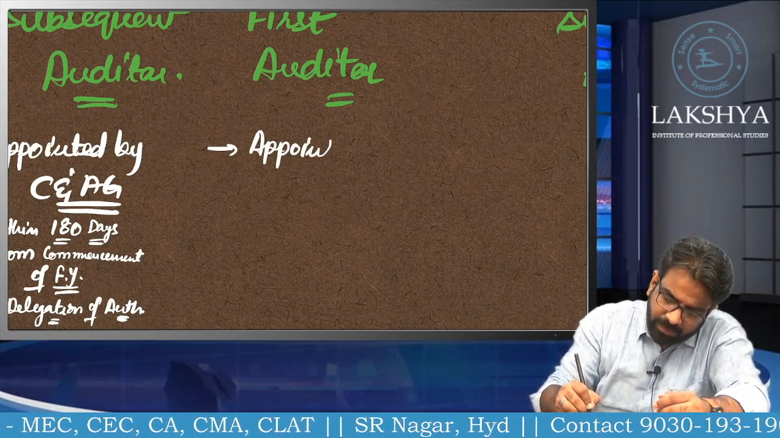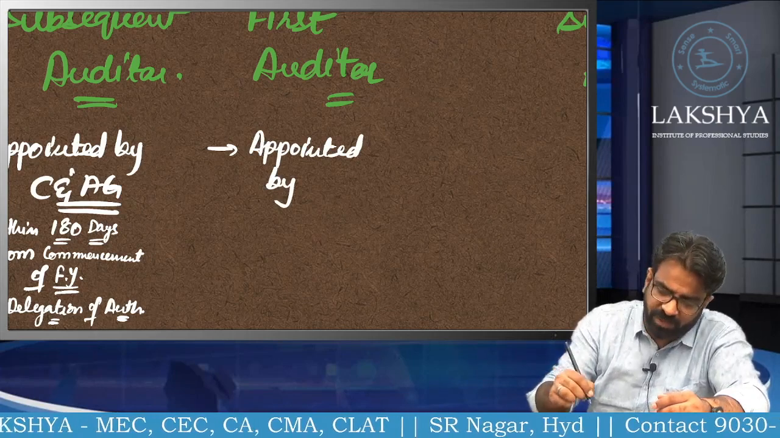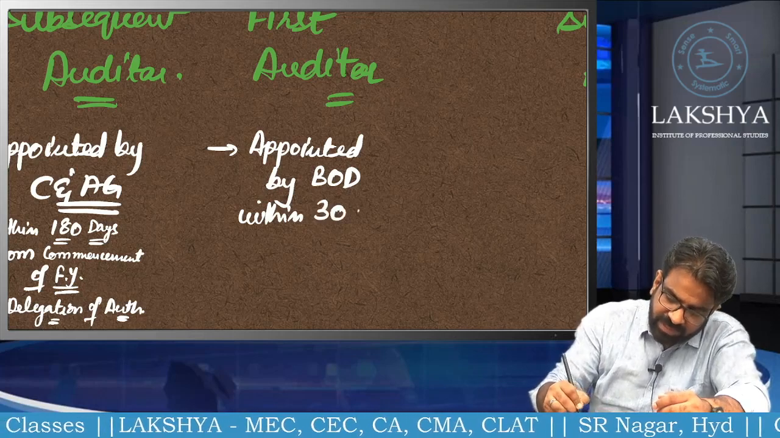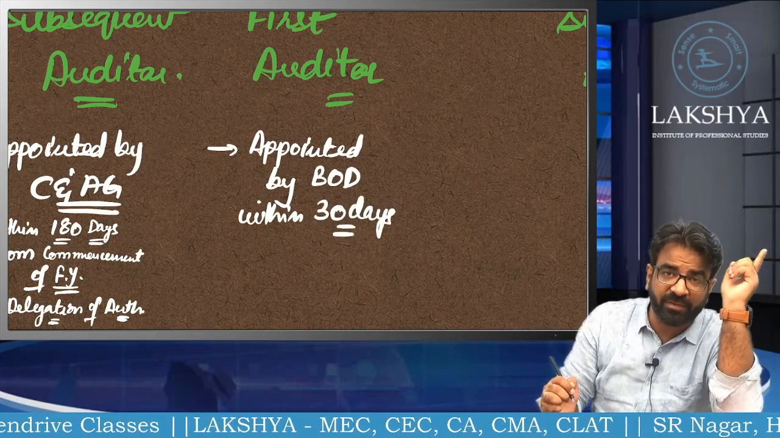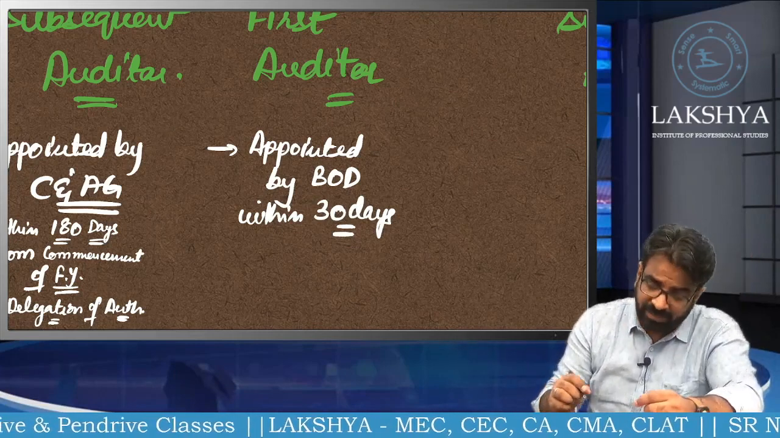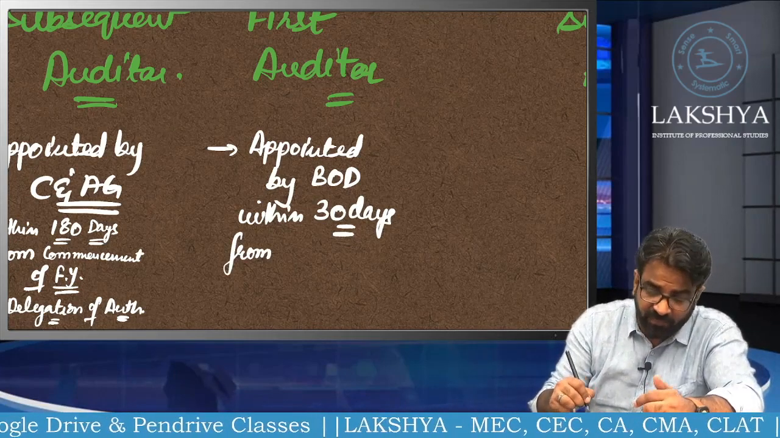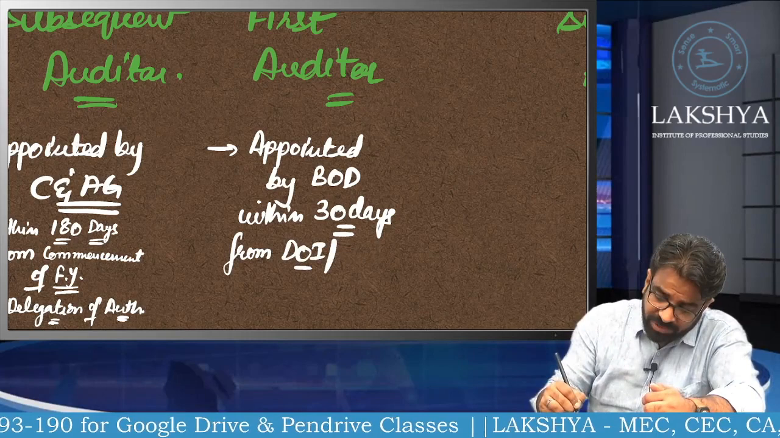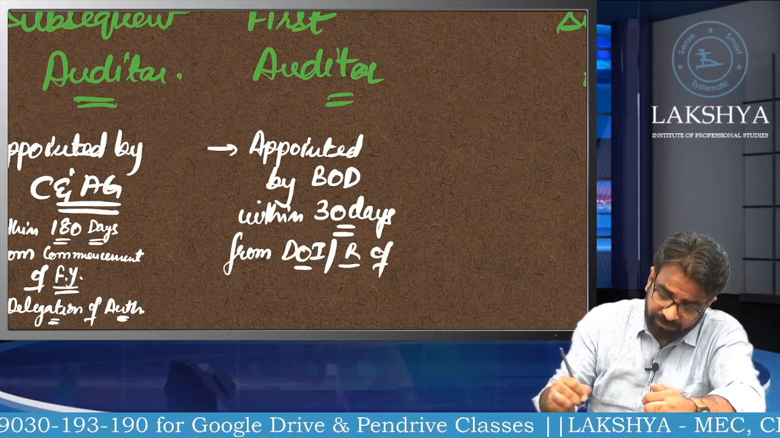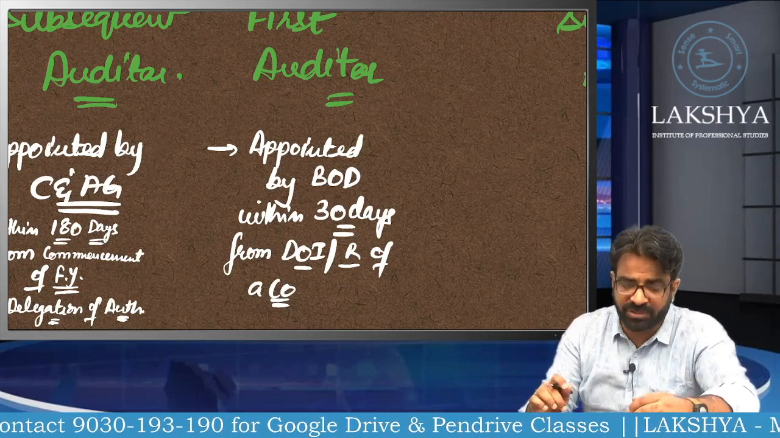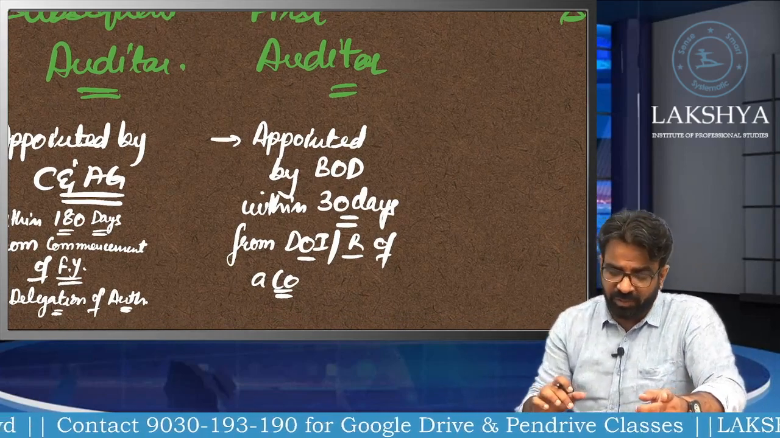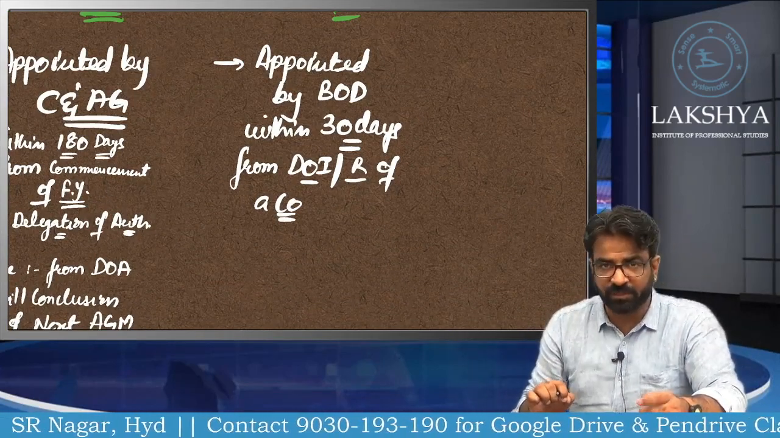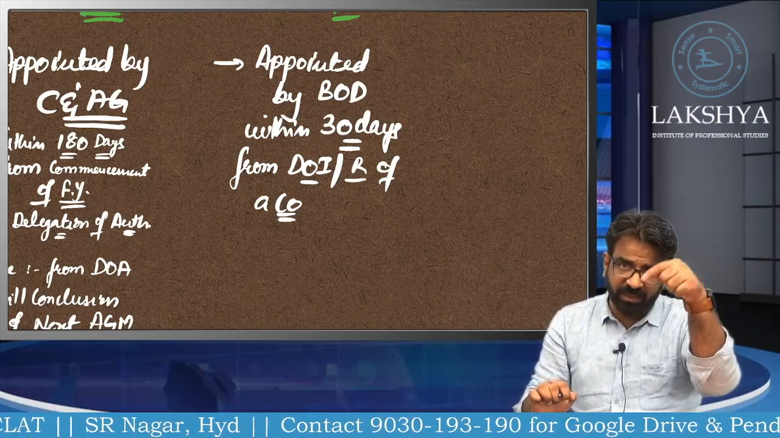Appointed by the board of directors. First auditor will always be appointed by board of directors within 30 days, not 60 days. First auditor of the government company, how many days? 60 days. But here how many? 30 days from, yes, you are right, from date of incorporation or registration of the company. So there you appoint within 60 days, but here you appoint within 30 days. Who will appoint? There C and AG will appoint. Here who will appoint? Board of directors. Both are first auditors only, but one is a government company, here a non-government company.